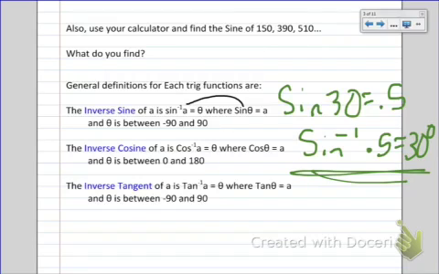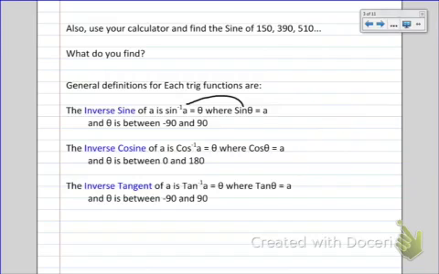And we can use the inverse cosine, we can use the inverse tangent. And that is just on your calculator. You hit the second button and then the trig function you're looking for. So if I'm looking for inverse sine, I hit the second button and then sine, and it will find it. Okay? Moving on here.